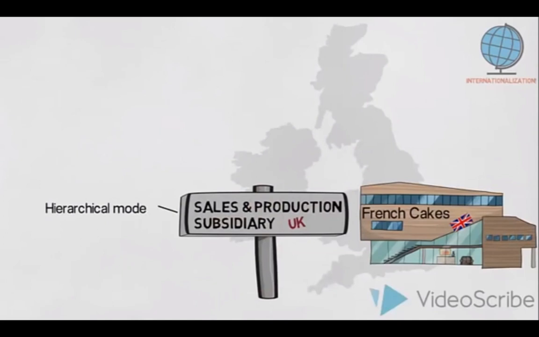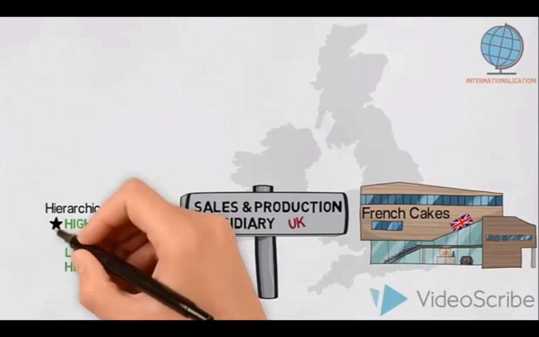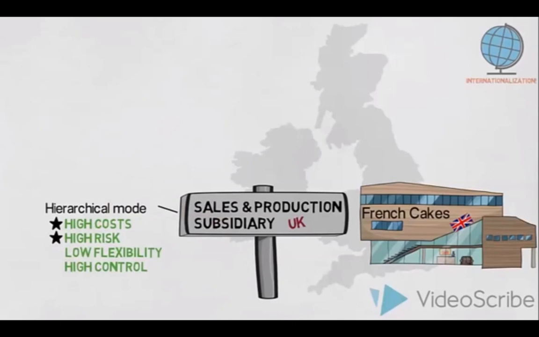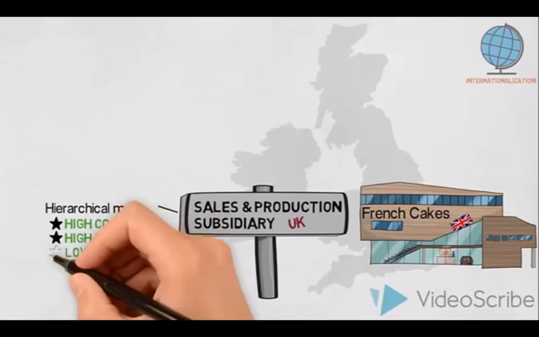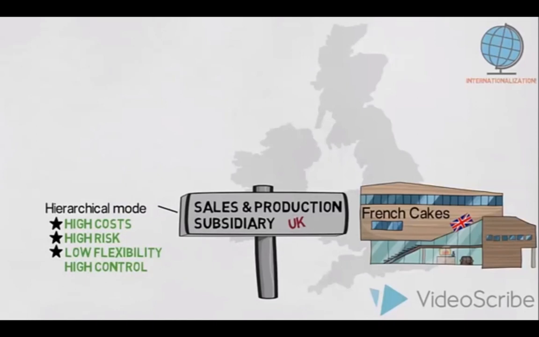The characteristics of hierarchical modes are: high setup costs. A production site and sales force carry a large investment. High risk, as there is no guarantee that the initial large investment will pay off. A low level of flexibility, as the large investment will make it difficult to quickly pull the plug on the UK adventure should business not prove to be as successful as hoped. A high level of control, as French cakes would hold on to complete ownership of all value chain activities, being in the position to make all decisions about target groups, distribution channels, and so forth.